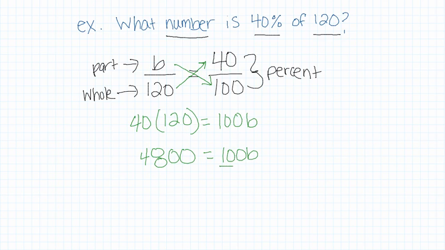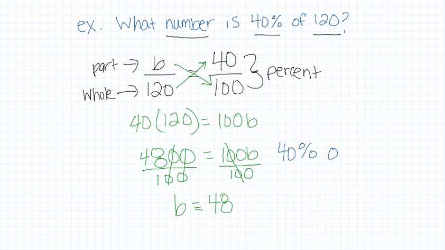Remember the opposite operation, which is division in this case. Whatever we do to one side of the equation sign, we must do to the other. So we're going to divide both sides by 100, cross those off, cross these two zeros off, and we are left with b equaling 48. Now what does that mean? We know it means that 40% of 120 is 48.